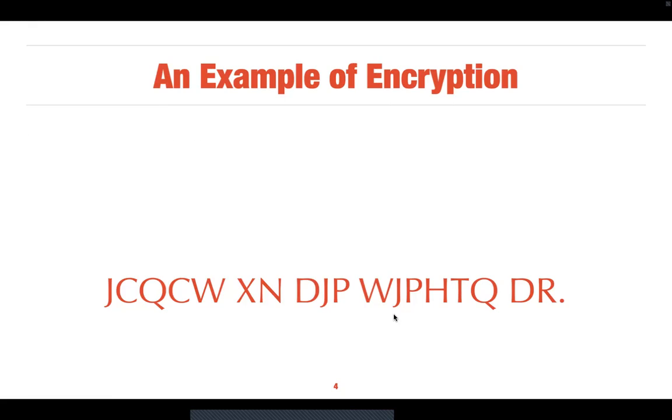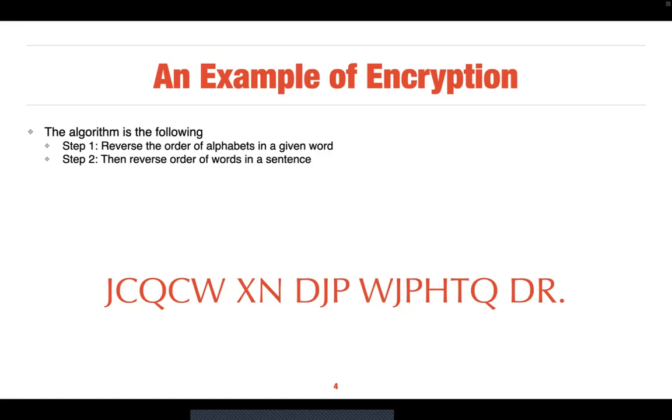So I am showing the steps. First, I reverse the order of letters in a given word. Second step is to reverse the order of words in a sentence. Third step is to perform mod 26 after adding 5 to each letter. So this is the algorithm. After performing these 3 steps on my string, I got this encrypted string.